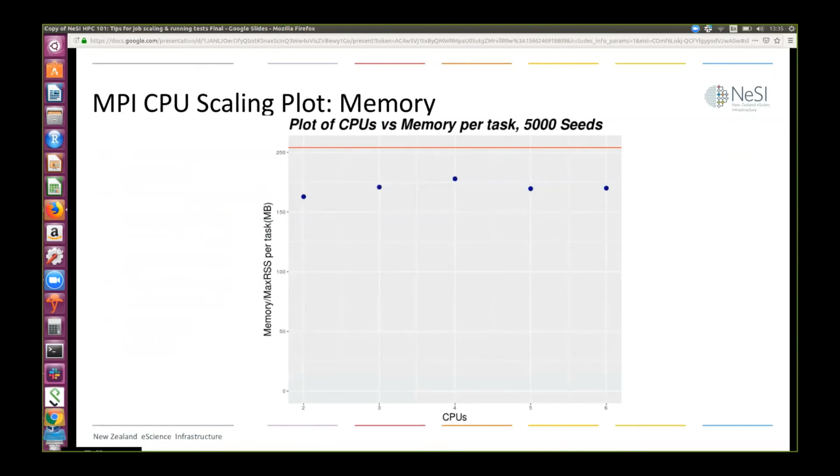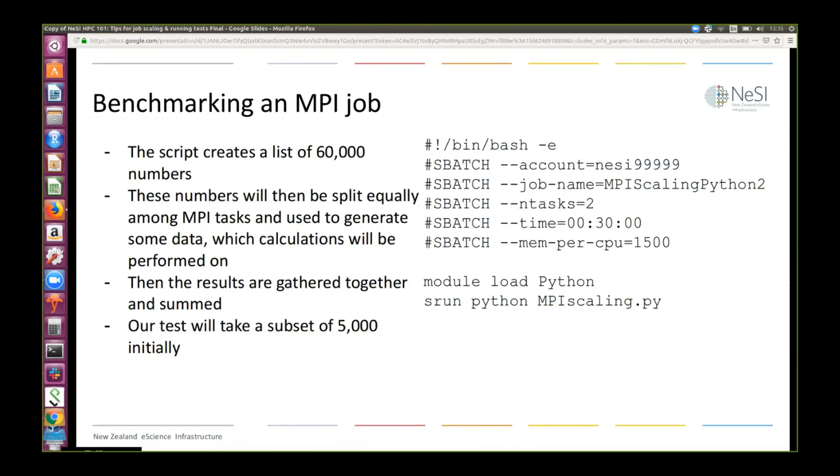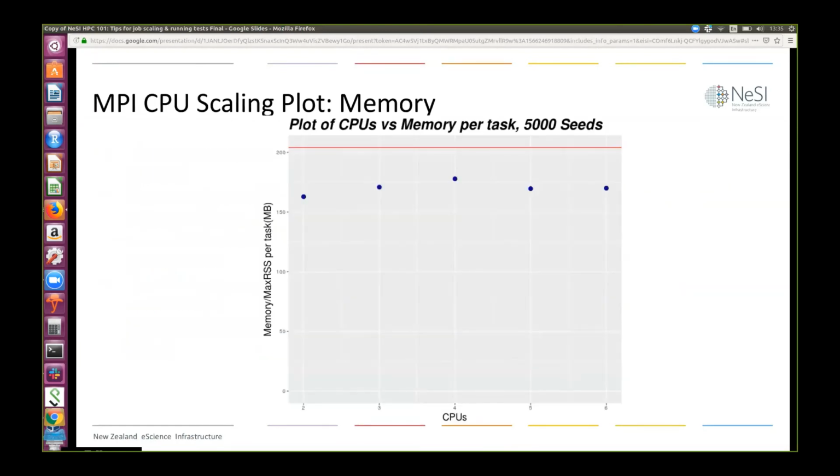So this is the first plot. Here, it's the CPUs versus the memory per task. We can see that the memory per task seems to be remaining the same. Remember, this is an MPI job, and because it's an MPI job, it needs to use mem per CPU when requesting your memory. And that's because each task requires its own separate memory because they're distributed.